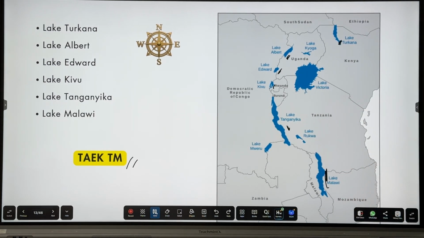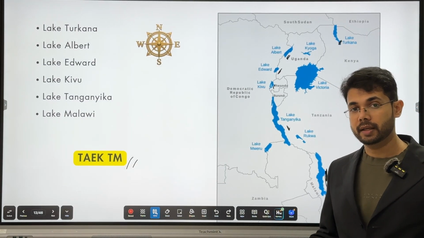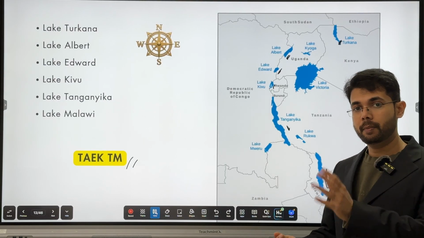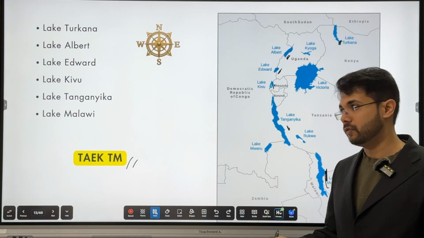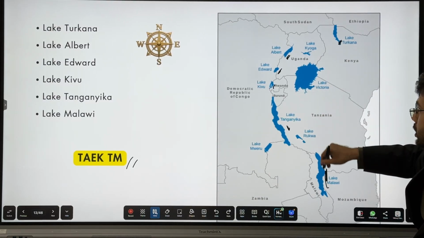All of these lakes are extremely deep lakes because of course they are a part of a rift valley. Magma is forcing them up and splitting this continent in half. Of course, these are going to be extremely deep lakes, and these are also arranged in north-south order.